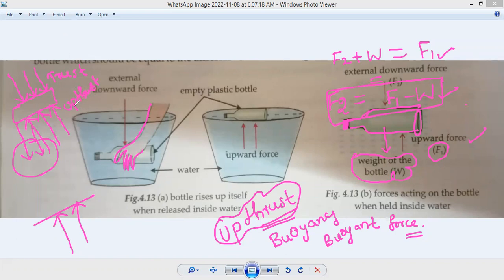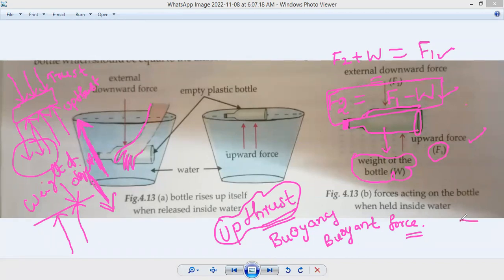So upthrust is shown by fluids, thrust is shown by solids. Is it okay, everybody? So always remember, weight of the object always acts in what direction? Downward. And upthrust will always act in the upward direction. The pressure exerted by a liquid always acts in the upward direction. The pressure exerted by weight always acts in the downward direction. Is it okay, everybody? So that is what you have to remember.